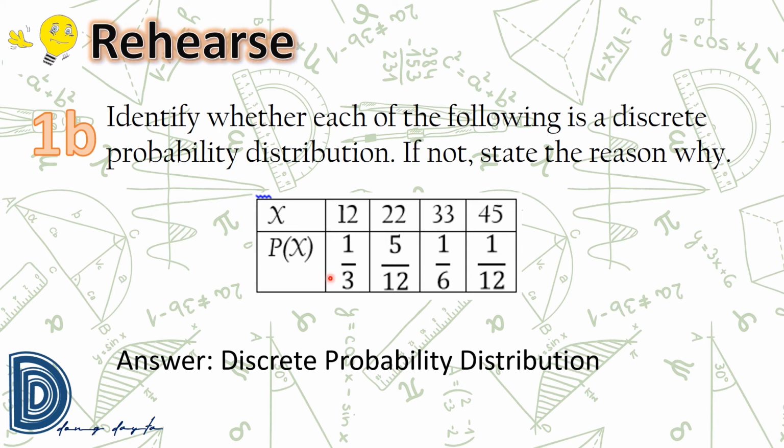Checking the requirements for a discrete probability distribution, we see that there is no negative probability. No probability is greater than 1. Let us check the sum. 1/3, when the denominator is 12, this is 4 twelfths. 1/6, when the denominator is 12, this is 2 over 12. So we have 4 plus 5, 9, plus 2, 11, plus 1, 12 over 12. That is equal to 1.